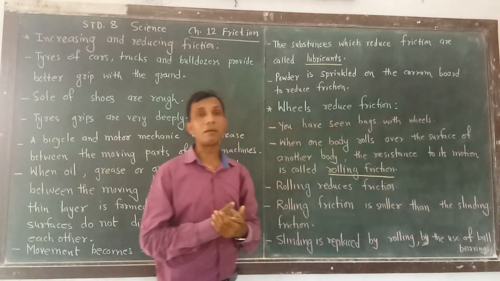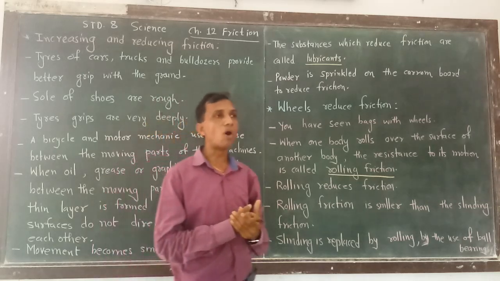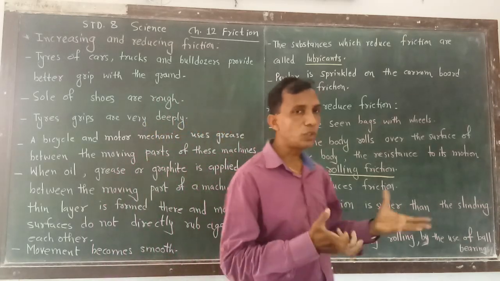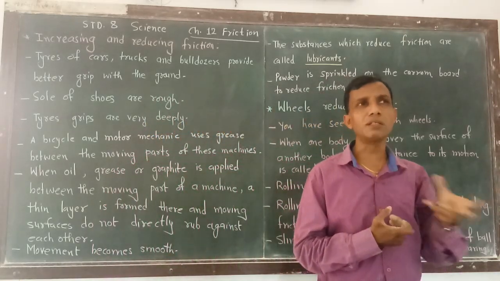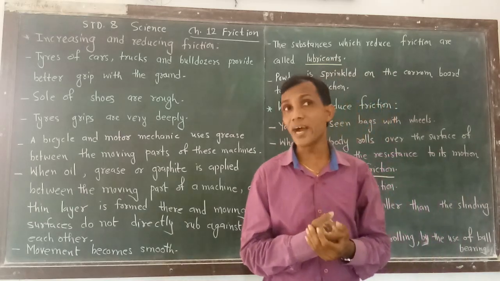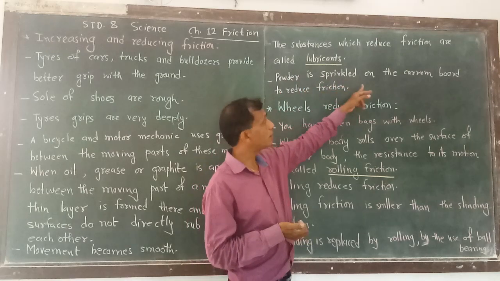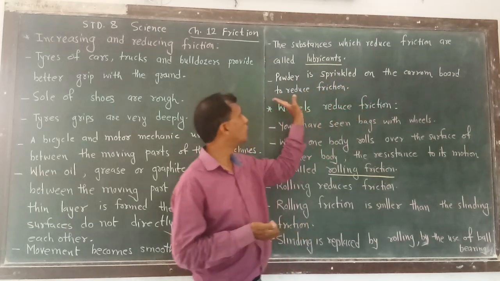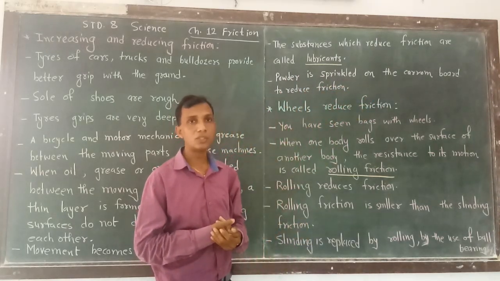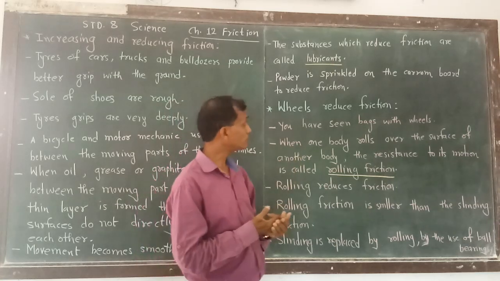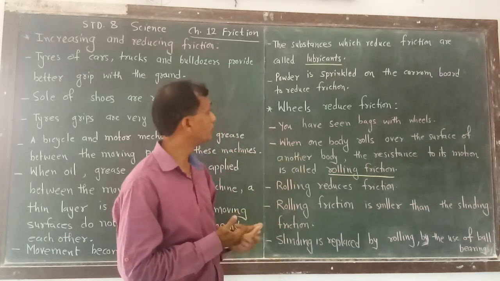When you play carrom, generally we have to use powder. We have to sprinkle the powder on the carrom board. Why? To reduce the friction. So powder is sprinkled on the carrom board to reduce the friction. So powder also reduces the friction.